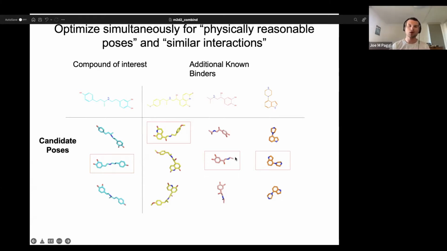In terms of quantifying physically reasonable here, we'll get to this in more detail later, but basically we're just going to use physics-based docking scores. That's a great metric for whether a pose is physically reasonable. But quantifying similar interactions, and what exactly this means, took a bit more work.